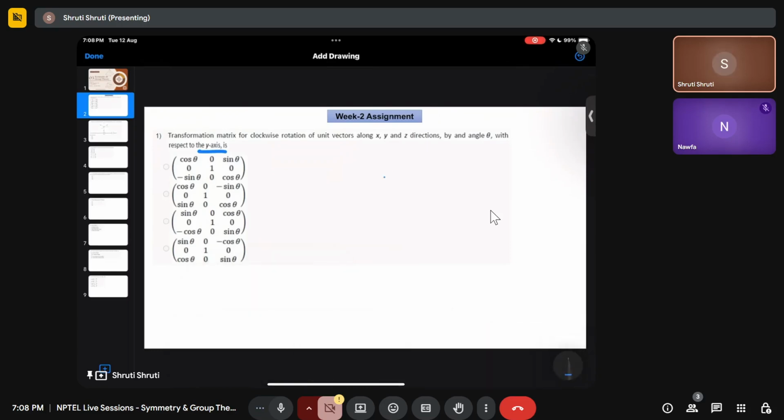So first of all, how do you represent a rotation matrix? Do you know that? How do we represent it in matrix notation? I'm not sure. Okay, so let us start there.